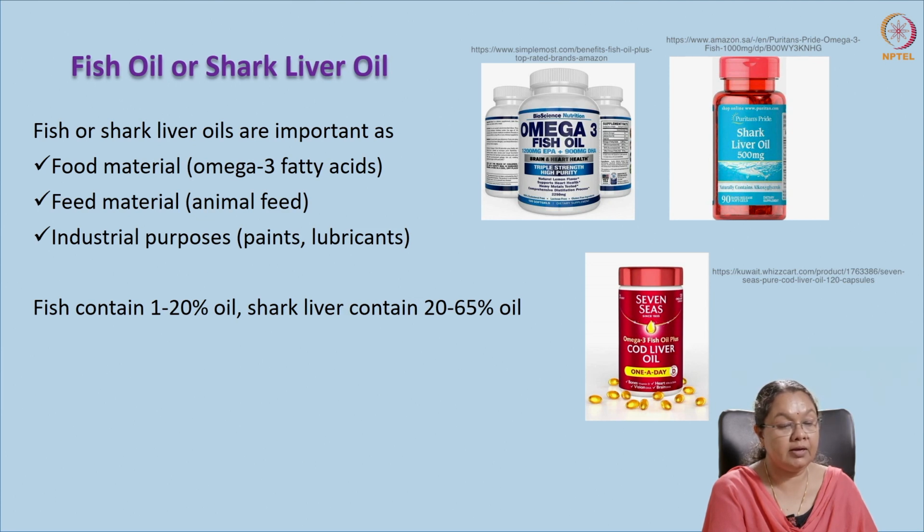And in the market, we often see capsules of omega-3 fatty acids. Cod liver oil is a very common fish oil that is seen in the form of capsules. And some of the oils which are not at the consumable level can be sold for industrial purposes, as paints or mixed in lubricants. Generally, the oil content in the fish is 1 to 20% and the liver contains around 20 to 65% of the oil. So instead of wasting the liver or the tissues which are not utilized by the industry, we can utilize these parts to extract the oils.